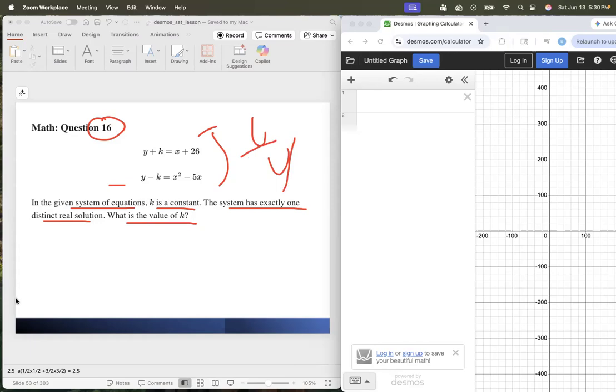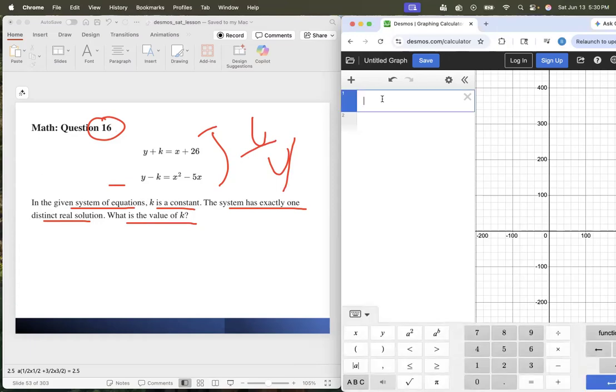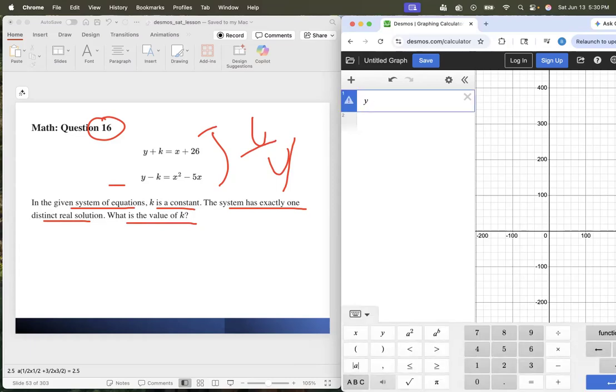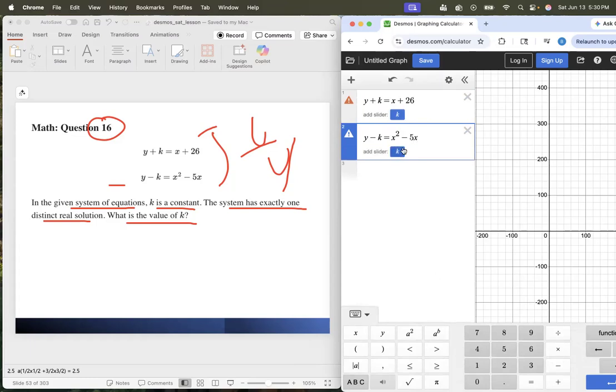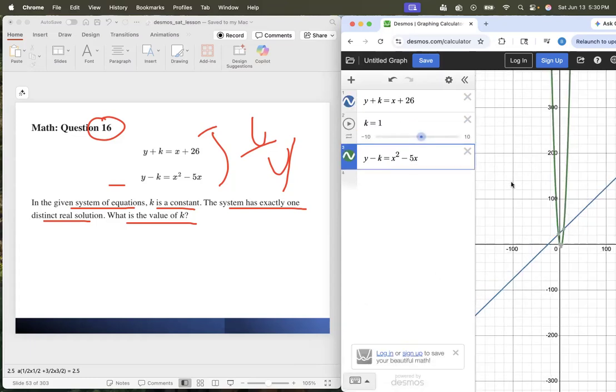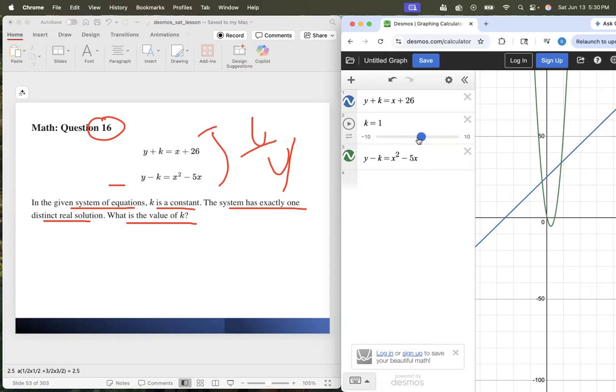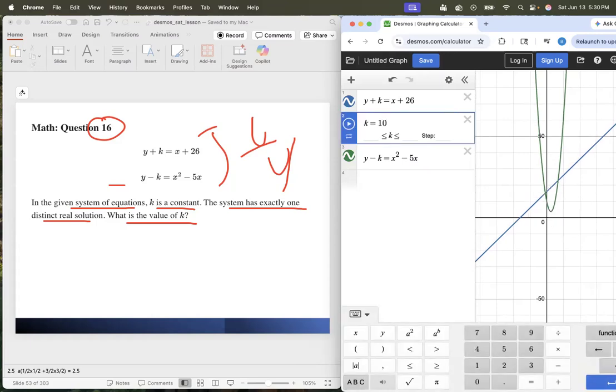But what you can do, we'll do algebra and Desmos. I'll show you the Desmos first. Input the equation in Desmos: y plus K is equal to x plus 26. And then y minus K is x squared minus 5x. Then pick a slider, right? If you pick a slider, all you need to do is let them intersect at one point. Pick a certain number, like maybe 10. That will give you an idea that we've got to go higher. I pick 15. That means 16, right?